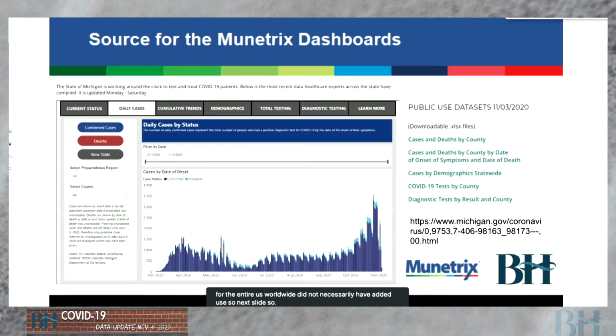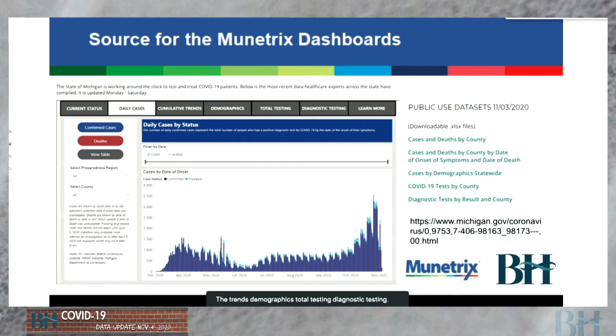So, sources for the Munetrix dashboard. There are several different data sets on the mi.gov website. Munetrix is pulling from daily cases. You can see the public tab to the right. You can pull cases and deaths by county, cases and deaths by date of onset, cases by demographics. Also, on the top bar, there's the current status, daily cases, the trends, demographics, total testing, diagnostic testing.